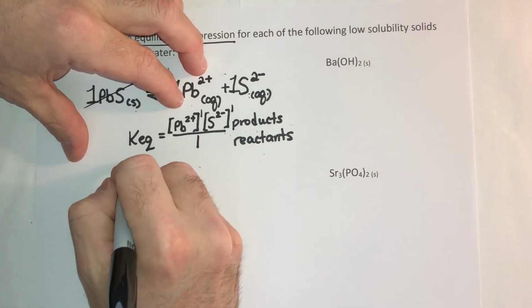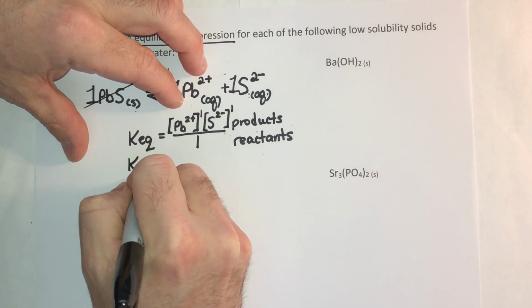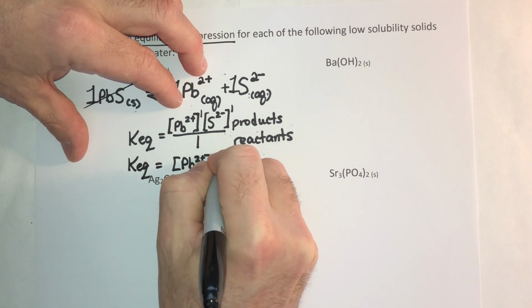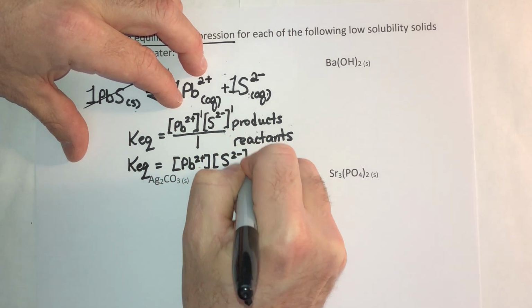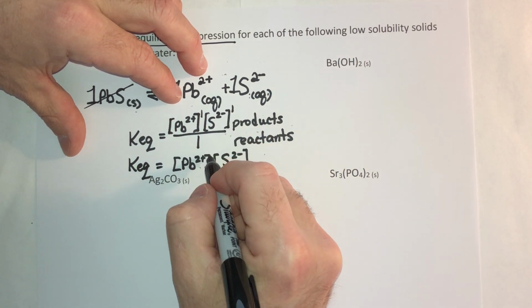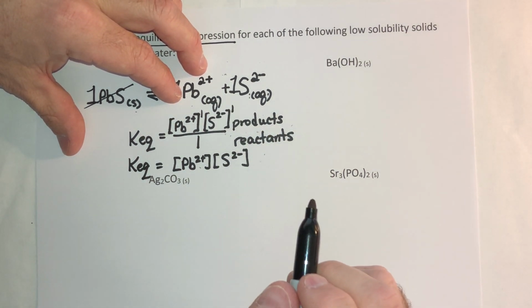So if you wanted to, you could rewrite this as KEQ equals the concentration of lead 2+ times the concentration of sulfur 2-. And I also left out the powers of 1, because if you've got something to the power of 1, you don't need to write the 1.